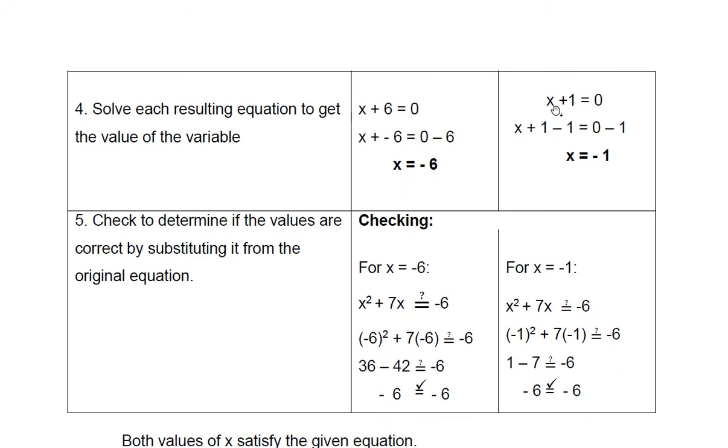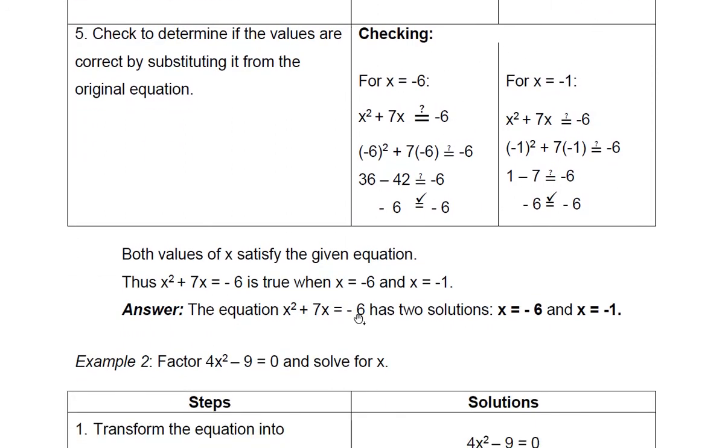On the other hand, we have x plus 1 equals 0. So additive property of equality, then cancel, we have negative 1. Upon checking, still you follow the checking.